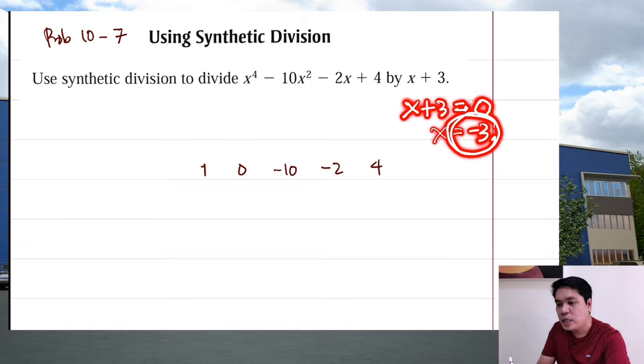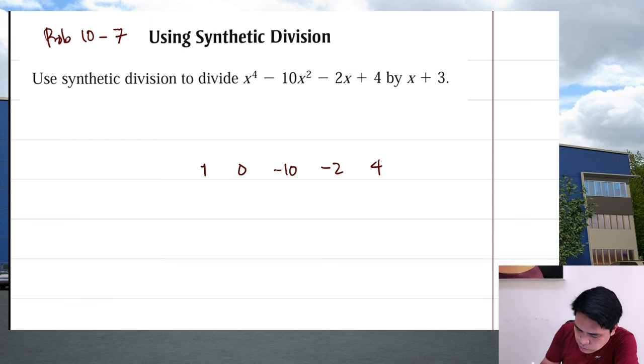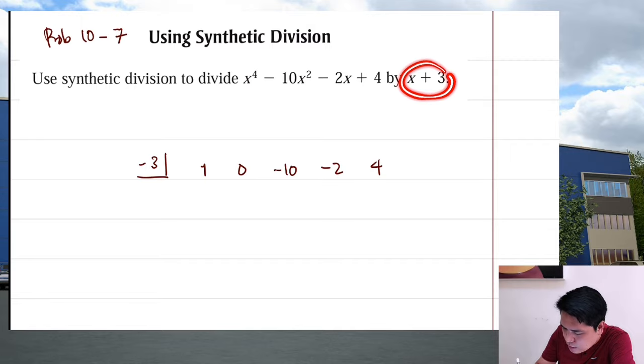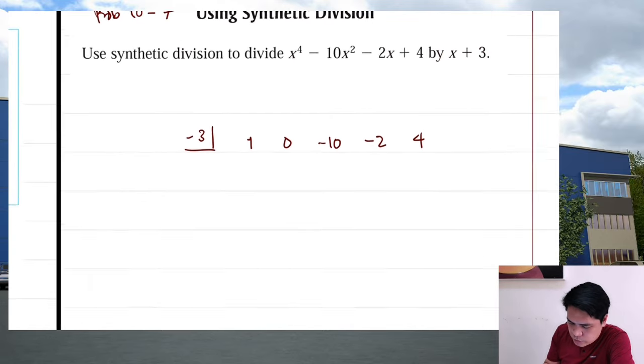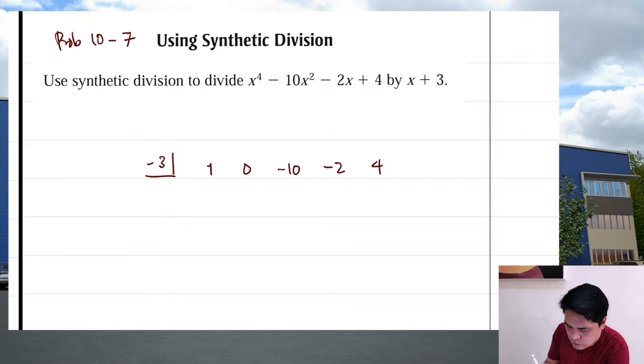By the way, we will link this mamaya sa zero of a polynomial, which uses the remainder theorem. Okay? So, yeah, I will explain that further mamaya. So, you divide this by x plus 3. So, ang nilalagay natin dito is negative 3. Again, yung negative 3 is galing sa x plus 3 equals 0, x equal to negative 3. Okay? Okay. The synthetic division goes like this.